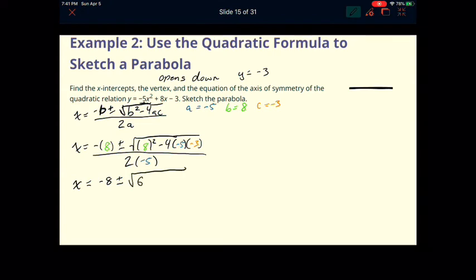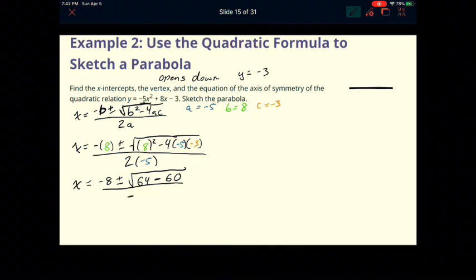All right, 8 squared is 64. Now I've got minus 4, times negative 5, times negative 3. So 2 minuses cancel each other out, but we still got another minus, so we know we're going to end up with 3 minuses make a minus. So altogether, 4 times 5 is 20, times 3 is 60. And we've got more negatives on the bottom with negative 10. Negative 8 plus or minus the square root of 4 all over negative 10.